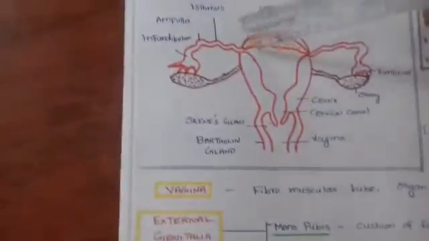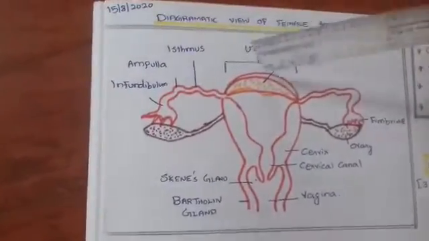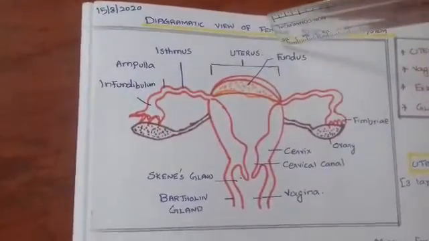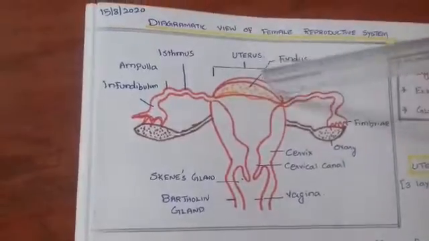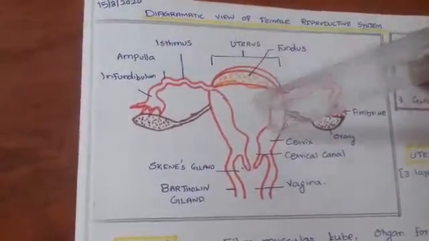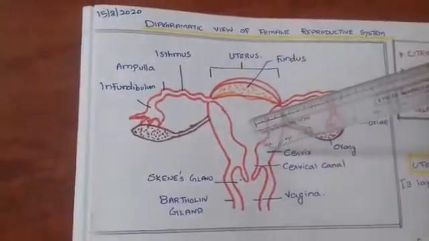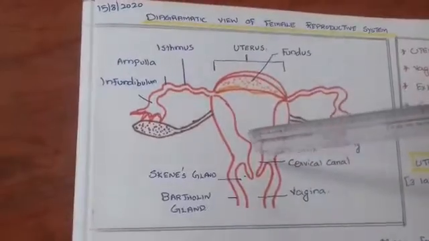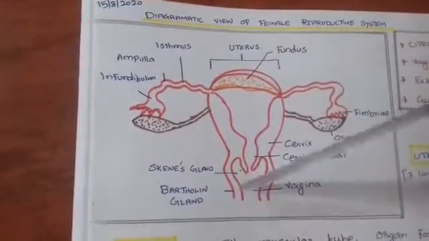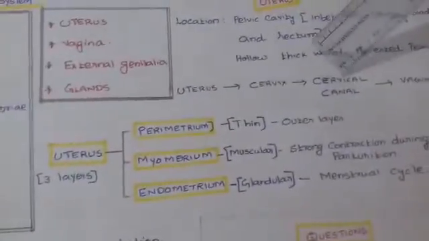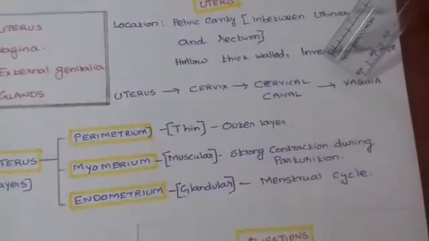The largest part of the uterus is the body, and the tip, the end part, is called the fundus. So the bulge part is called the fundus. Then the uterus leads to the cervix. The cervix opens into a canal called the cervical canal, and finally it opens into the vagina. So uterus, cervix, cervical canal, vagina.